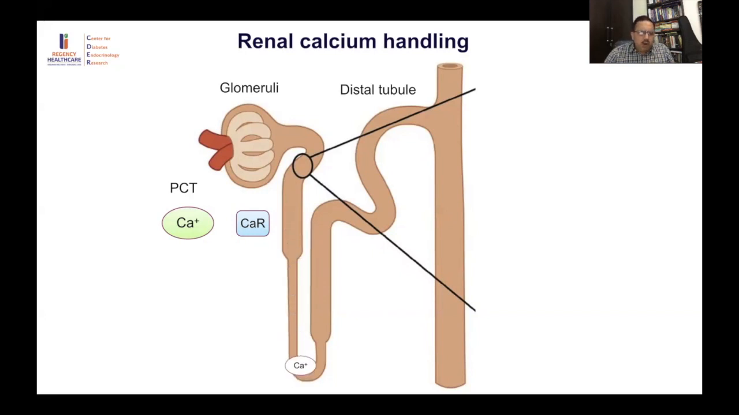Now, a very small 5% amount of calcium which is actually there is delivered to the distal tubule and all of it is absorbed. So basically, pretty much the urinary calcium excretion is not significant.